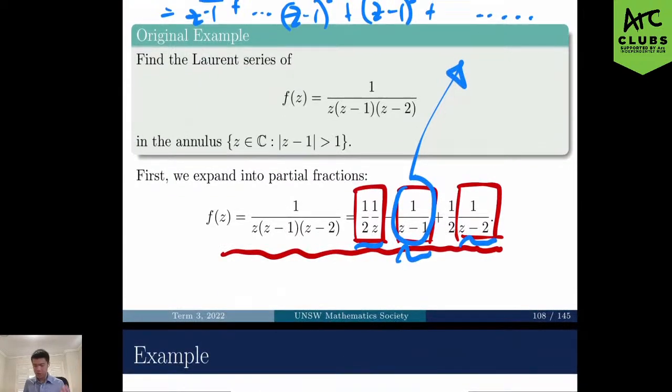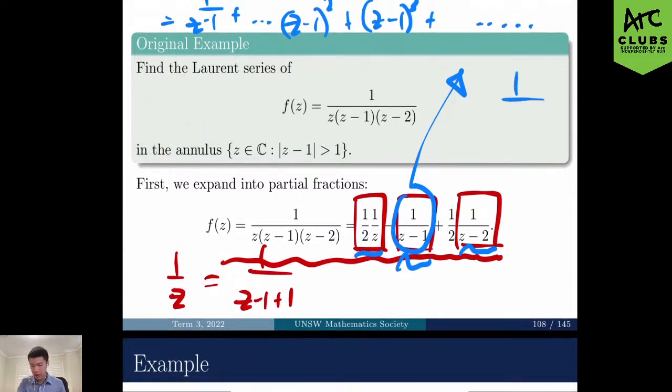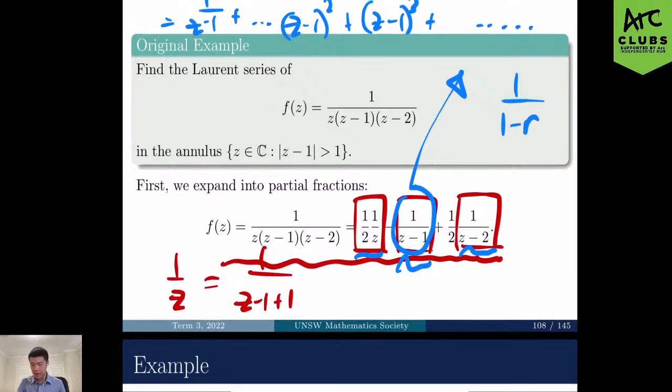So I'll just explain it with 1 on z. So 1 on z is not what we want. We want something with z minus 1. So what we can replace it with is z minus 1, and then we add 1 back. And the reason why we do that is because remember the formula for a geometric series. If you have 1 on 1 minus r, for example, then that ends up being 1 plus r squared all the way down.